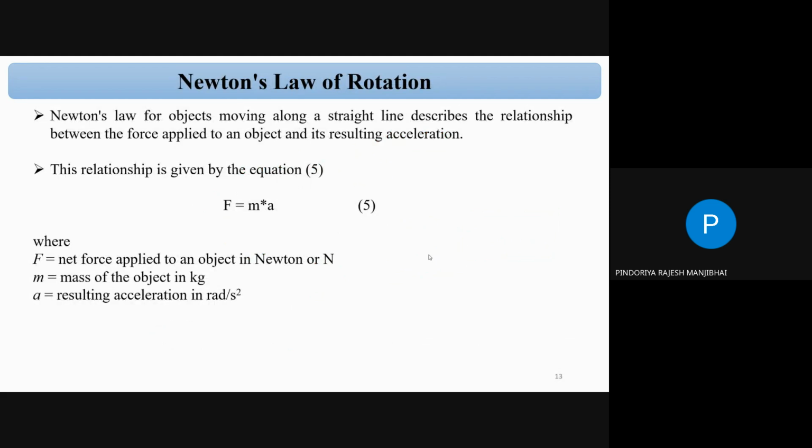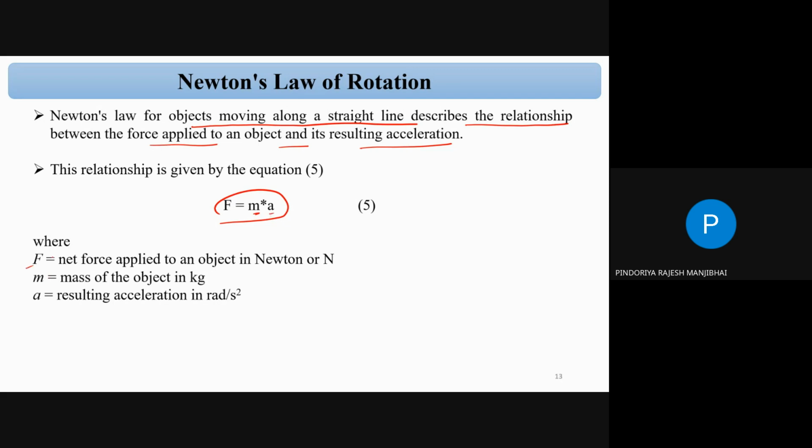Now Newton's law of rotation. Newton's law for an object moving along a straight line describes the relationship between the force applied to the object and the resulting acceleration. Simply, F equals m a. This is a simple concept: force equals mass times acceleration.